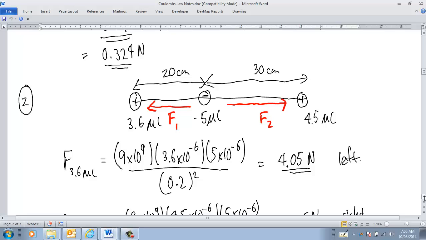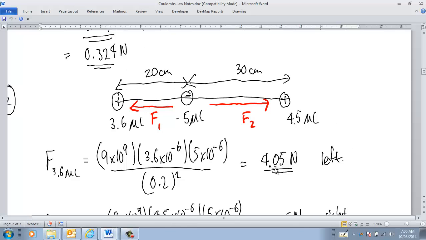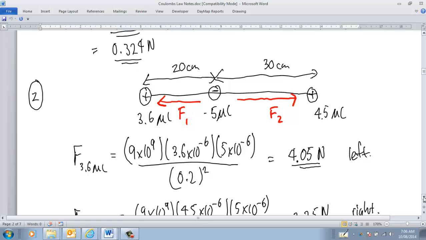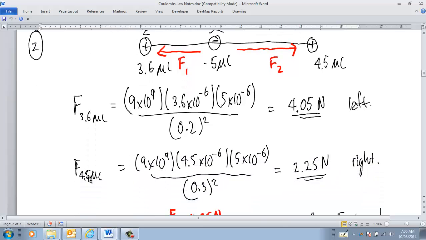force on that? Alright, so if we're looking at the effects of the 3.6 microcoulomb charge, and this is a good idea of using a prefix, so you put everything in there, you get the 5 microcoulomb, the 3.6 microcoulomb, and it's 20 centimetres apart. That will actually cause an overall force of 4.05 newtons. Now, because it's negative and that's positive, it's going to pull it to the left. Okay, so you've got to give the force in the direction. The overall effect of the 4.5 microcoulomb, again, is 2.25 newtons, and that's going to be to the right.